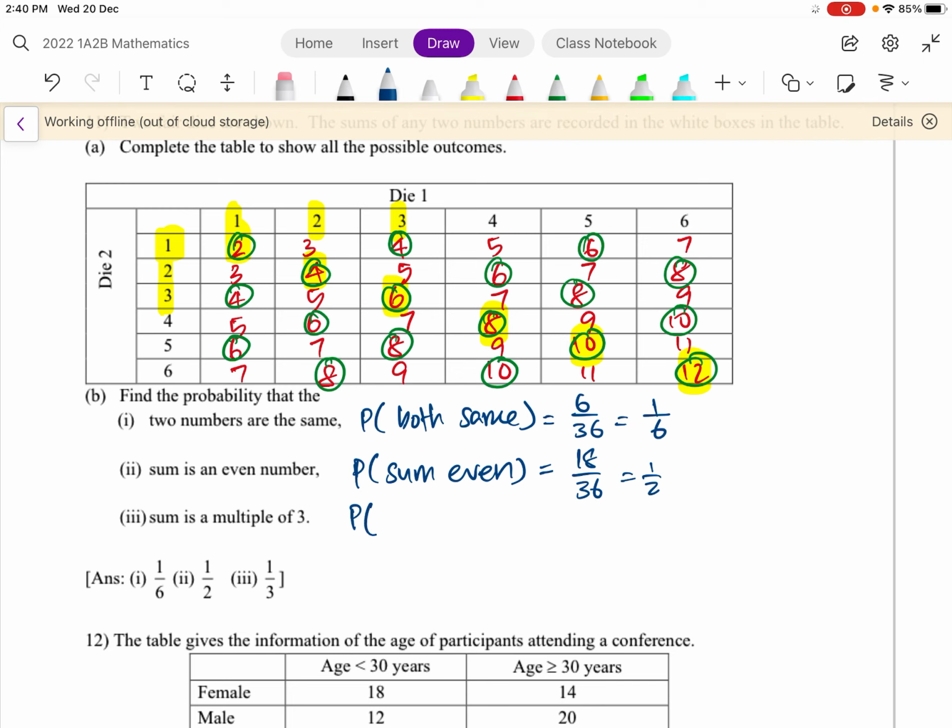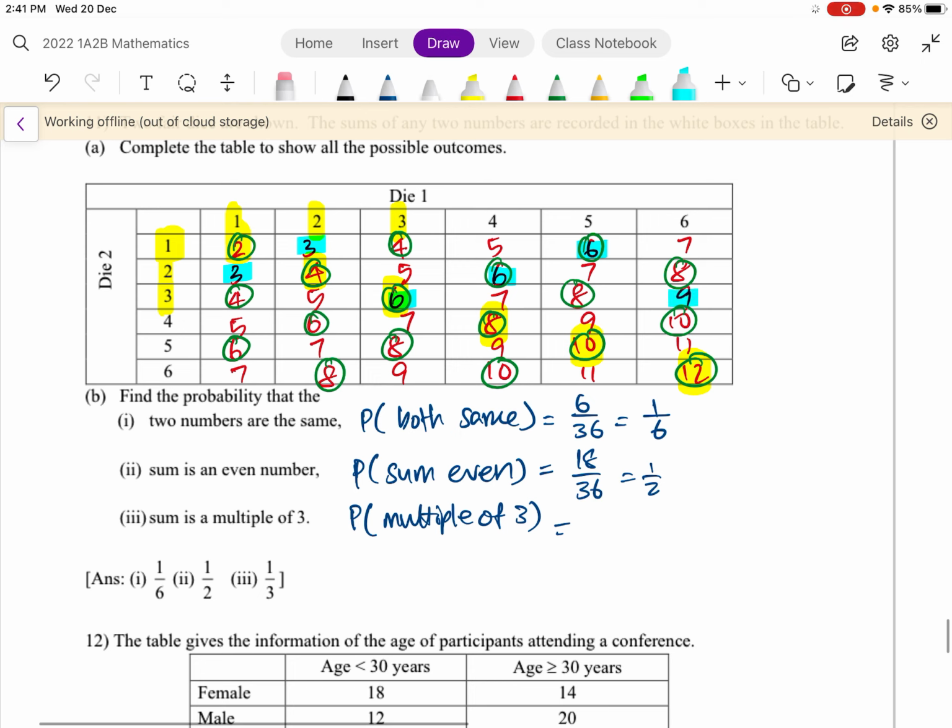Next one, probability the sum is a multiple of 3. Let me change color. I'm going to use a blue highlighter. Multiple of 3, 6, another 3, 6, 6, 9. Do you see a pattern already? Okay, so there are actually 6 times 2, which is 12. That gives us a fraction of 1 over 3.